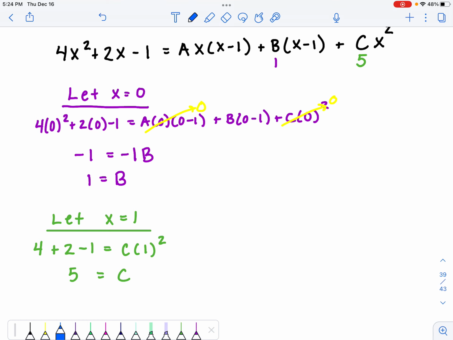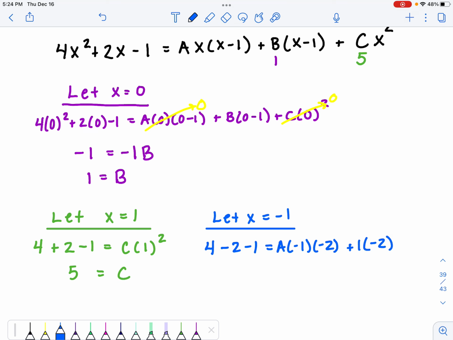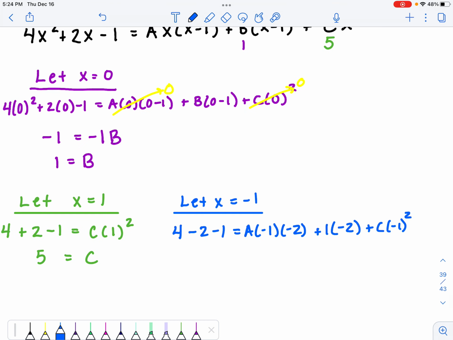So I'm just going to pick another number. So I'm going to let x equal negative 1. I like to choose smaller numbers just because the exponents get a little hairy otherwise. So I plug in negative 1 to the left. 4 times negative 1 squared is 4. That's going to be minus 2 minus 1. That's going to be A times negative 1 times negative 2. B is 1, and that's going to be negative 2 plus C times negative 1 squared. Okay, so that's going to be 4 minus 2 minus 1 is going to give us 1 equals 2A minus 2.